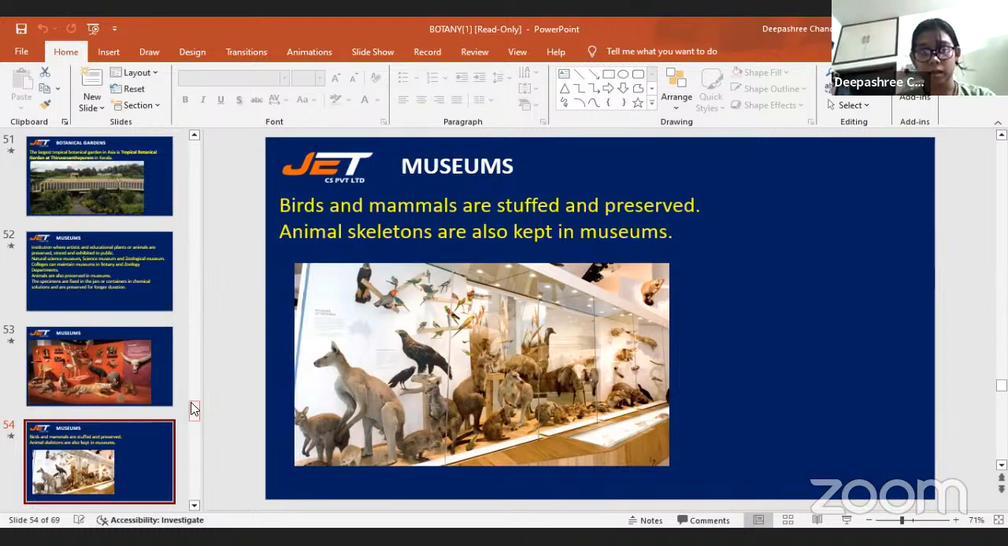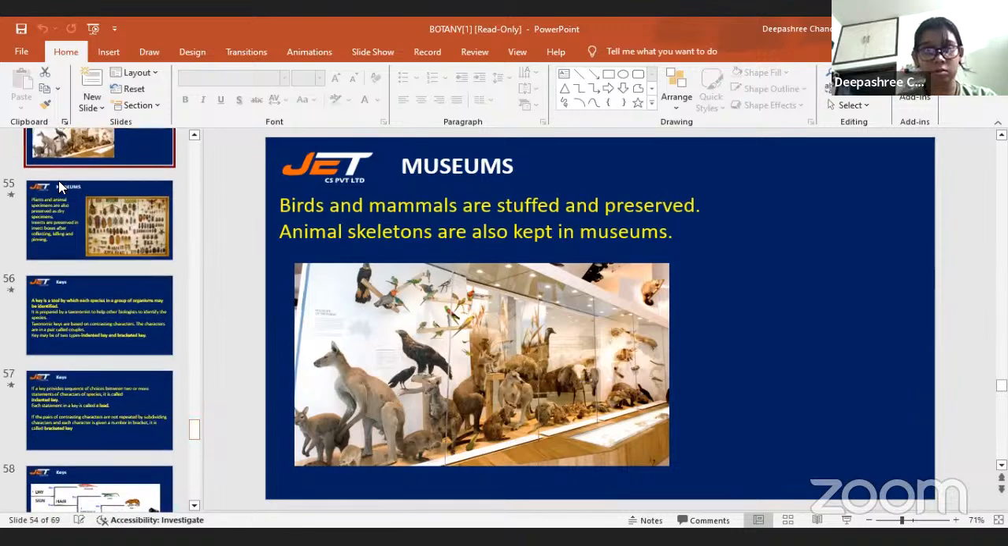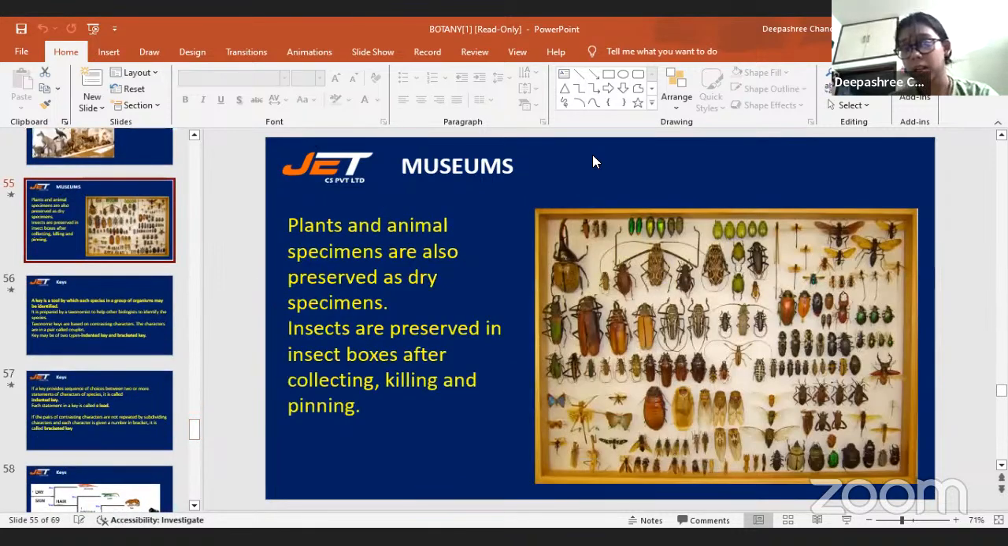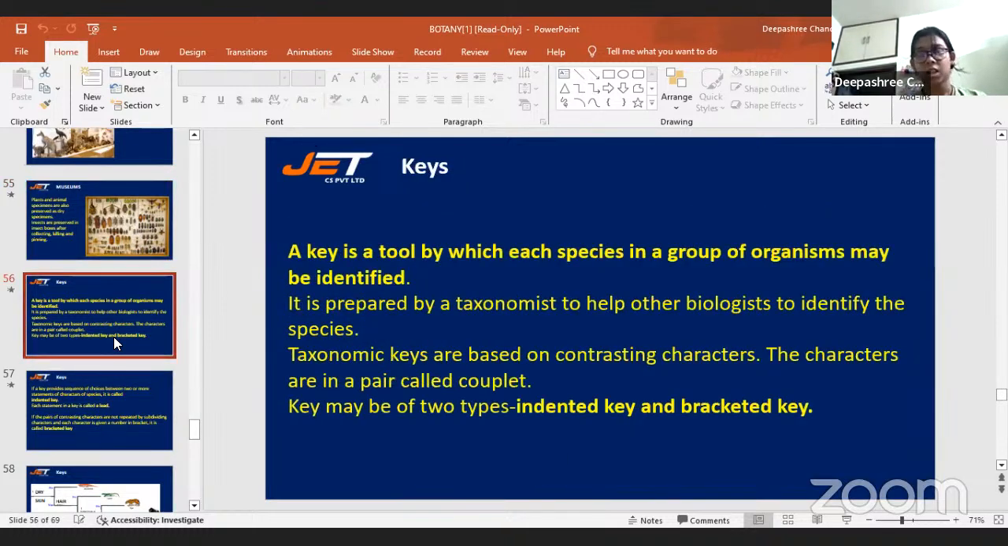Okay. So these are something you have to remember. Apart from this, the insects are being preserved. If any one of you is interested in killing the insects and preserving them, surely you can go for it. So what are keys? Key means that by which each species in an organism may be identified. It is prepared by a taxonomist to help biologists identify the species.